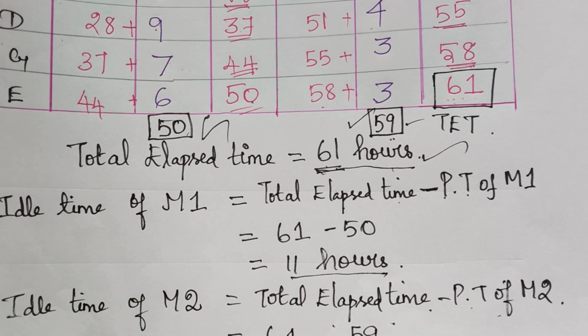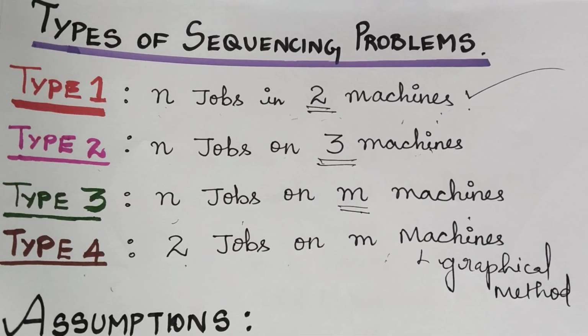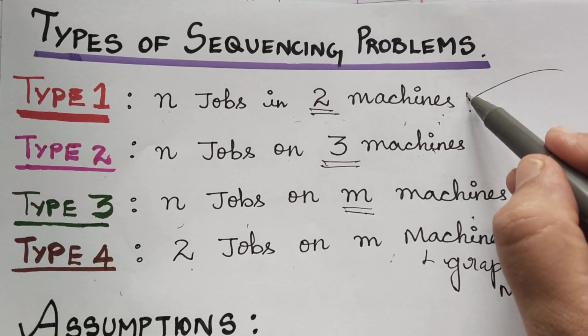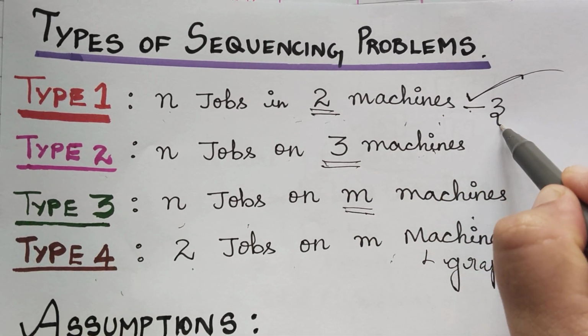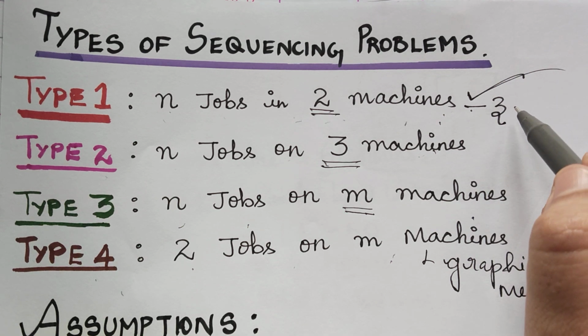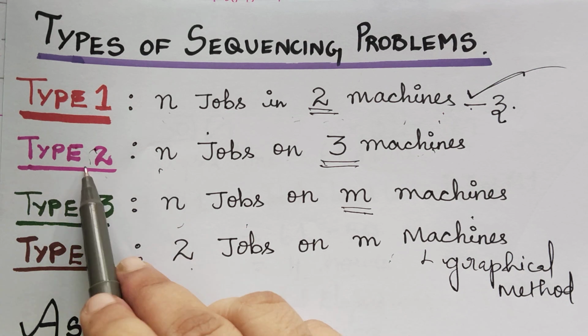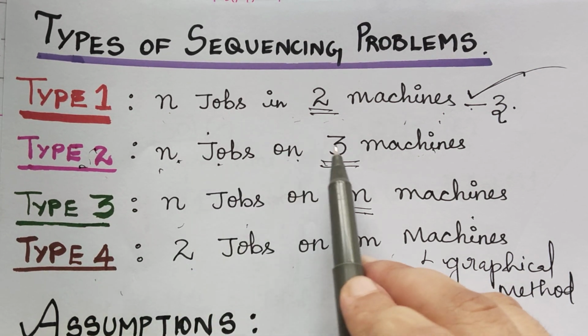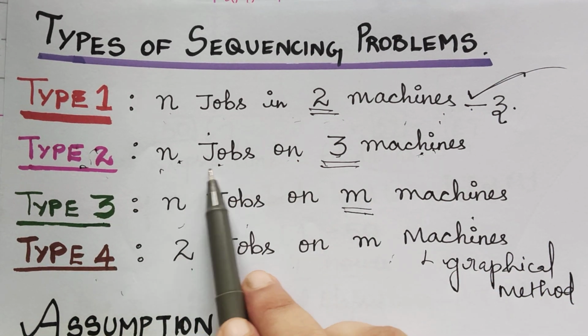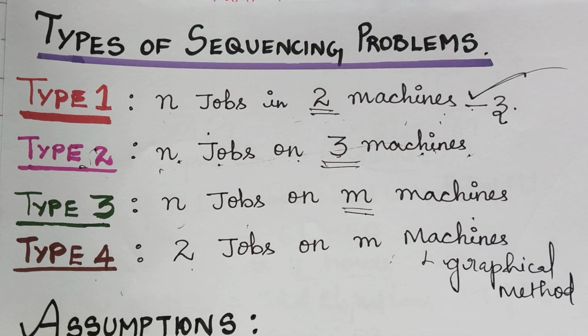So with this problem, we are completing our problems on type 1. We have done 3 problems under this. If you go through those 3 problems, it will definitely be sufficient to understand type 1. Next, we will move on to type 2, that is n jobs on 3 machines. So our concern will be about this type in our next video lecture.